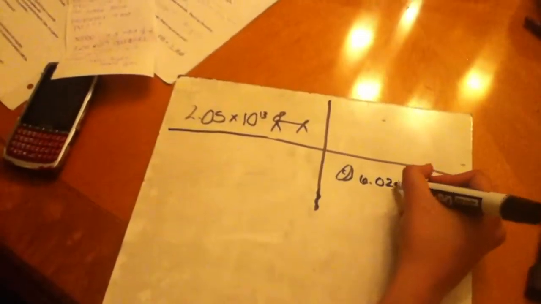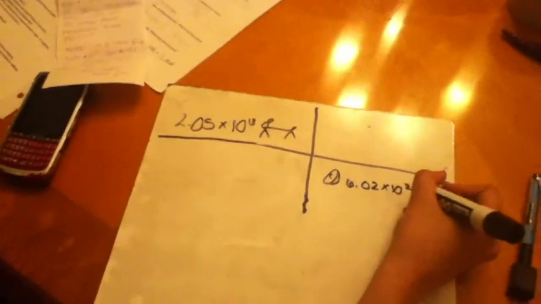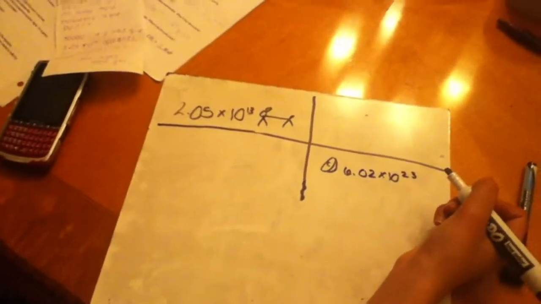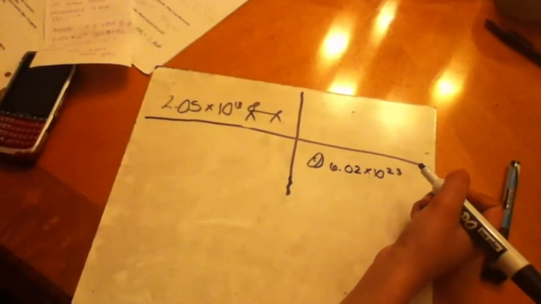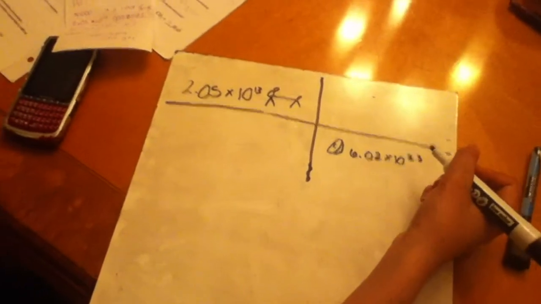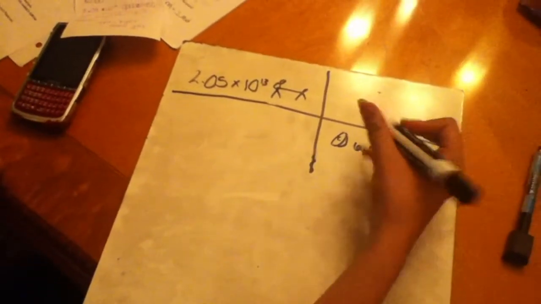Because there's that many gazelles, particles, atoms in 1 mole of any substance. So at the top you should write 1 mole.